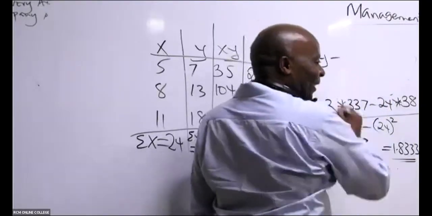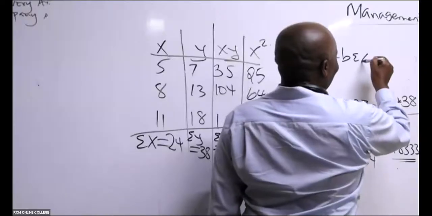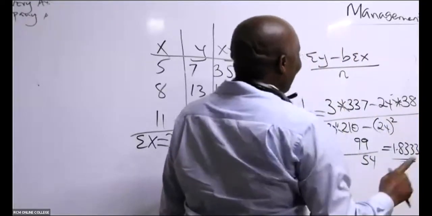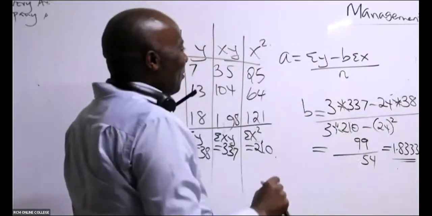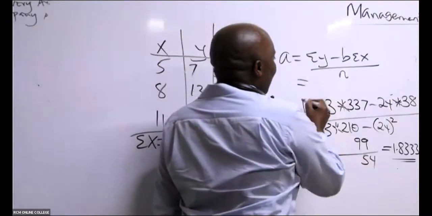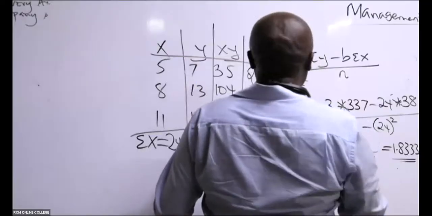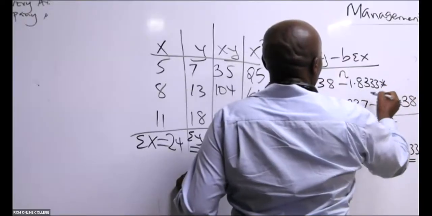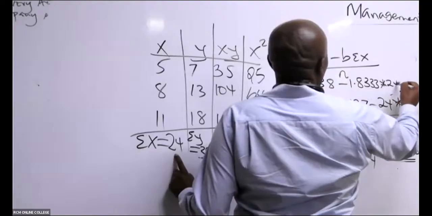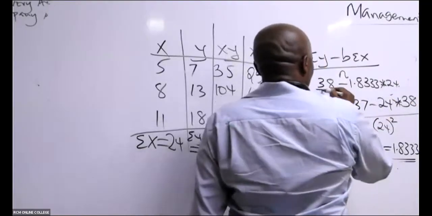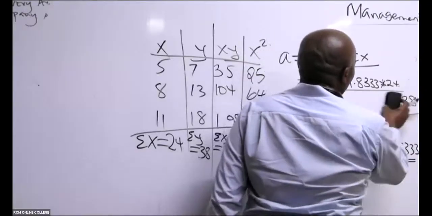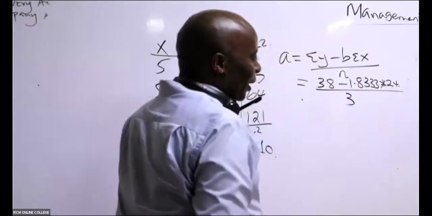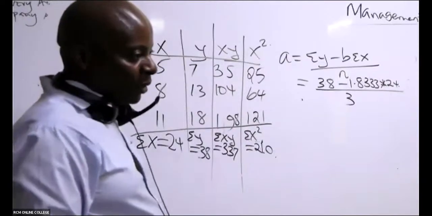Summation Y minus B summation X over... you've tried, but you have struggled a little bit. Don't worry, I will get you in a moment. So summation Y, do we have summation Y? So summation Y is what here? 38 minus B, which is 333, isn't it? Times summation X, which is 24. And then everything to be divided by N, the number of points. How many points are there? There are 3 points.